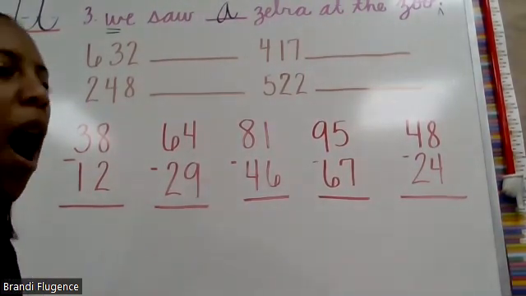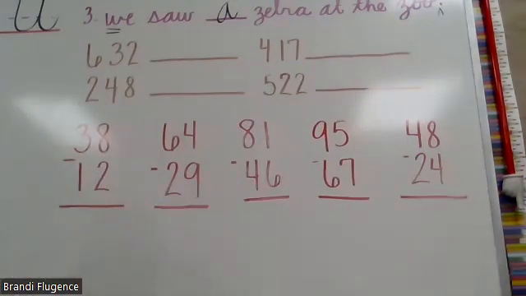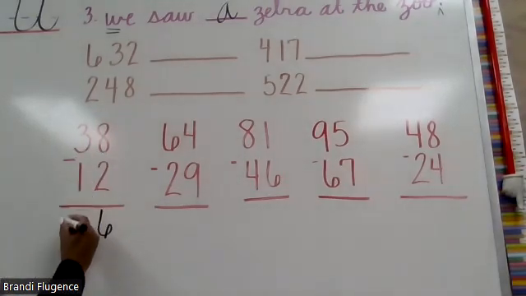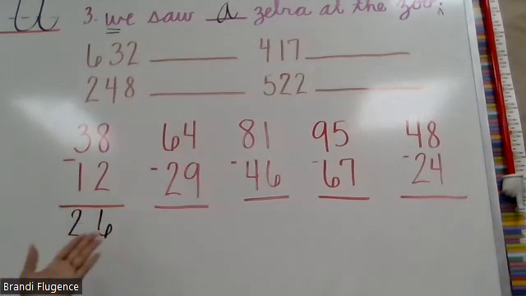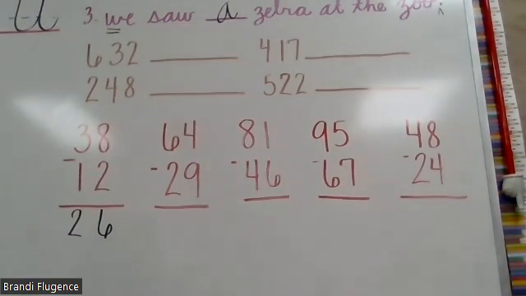38 minus 12. So we have our back numbers, 8 minus 2. Can someone tell me 8 minus 2 equals 6. And then we go to our front numbers, 3 minus 1 equals 2. 26. This one is pretty simple. It's basic subtraction. We did not have to borrow. We did not have to trade or anything. So we just subtract this way. All right, let's go to our next one, 64 minus 29.